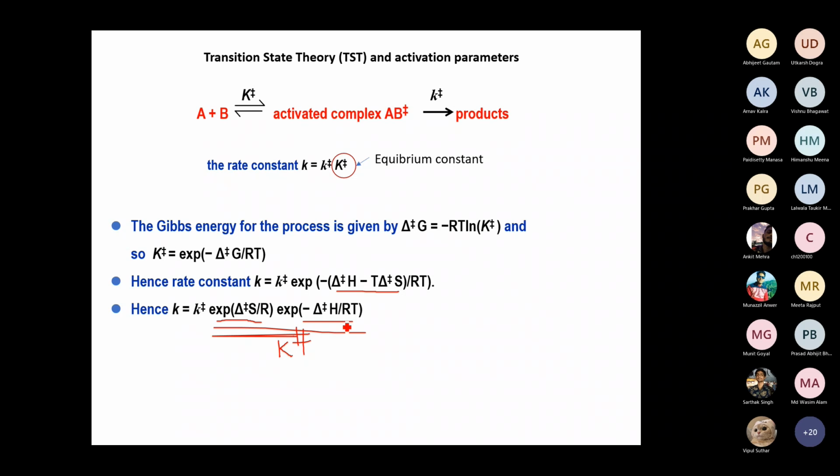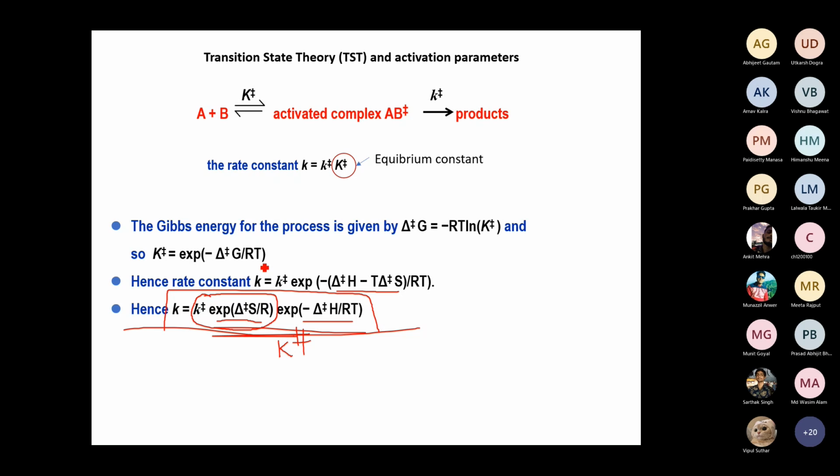So you can see this final equation is actually similar to an Arrhenius equation, isn't it? What is the Arrhenius equation? K equal to, can anyone tell? K is equal to A e to the power minus EA by RT, right? So you can see that this part, K into e to the power del S by R, is this a constant or not?